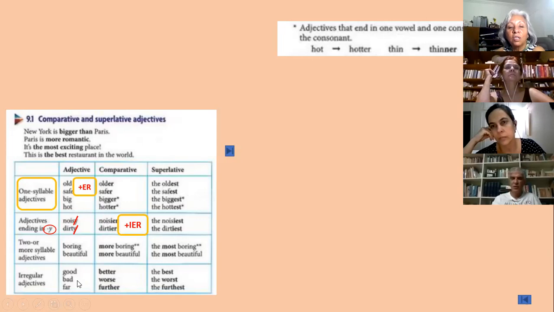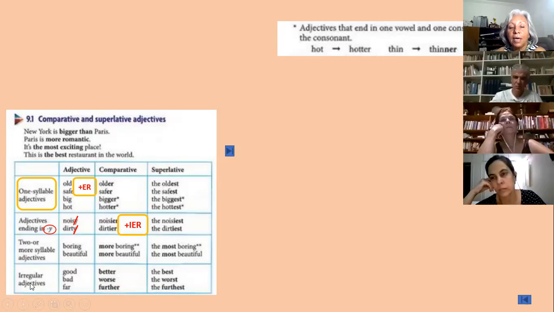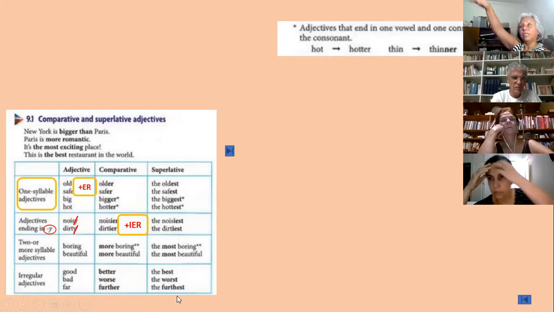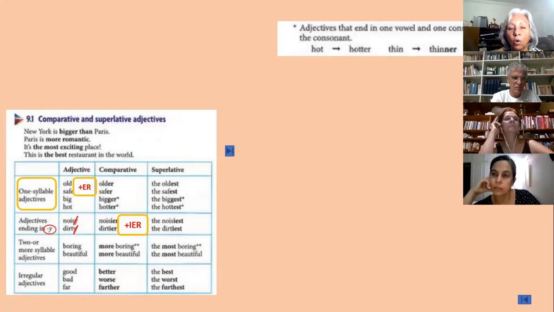So we have good, better, the comparative, and the superlative, the best. Bad, worse, the worst. And far, further, the furthest. This meaning of distance, right? And what do you observe that all the superlatives have? Besides the final est or most, they all have the article: the oldest, the safest, the hottest, okay? It means it is the maximum.